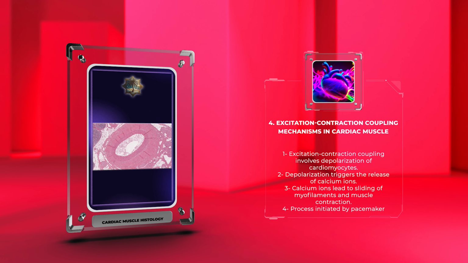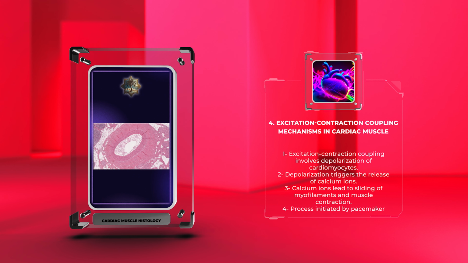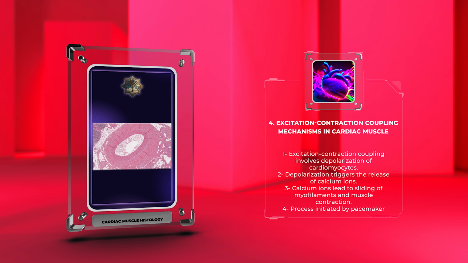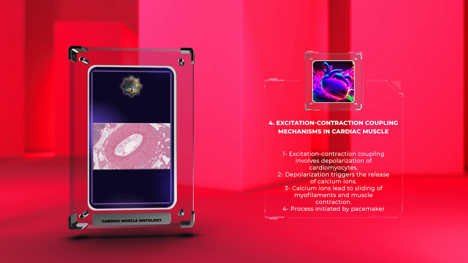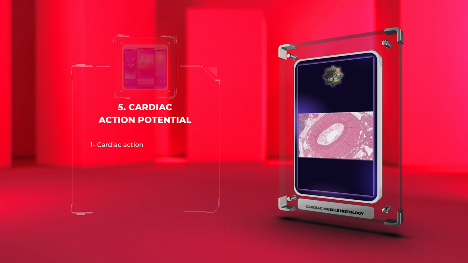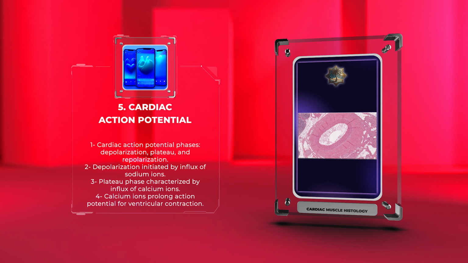In cardiac muscle, it involves the depolarization of cardiomyocytes through the spread of action potentials initiated by pacemaker cells in the sinoatrial node. Depolarization triggers the release of calcium ions from the sarcoplasmic reticulum, leading to the sliding of myofilaments and muscle contraction. The cardiac action potential consists of several phases: depolarization, plateau, and repolarization.